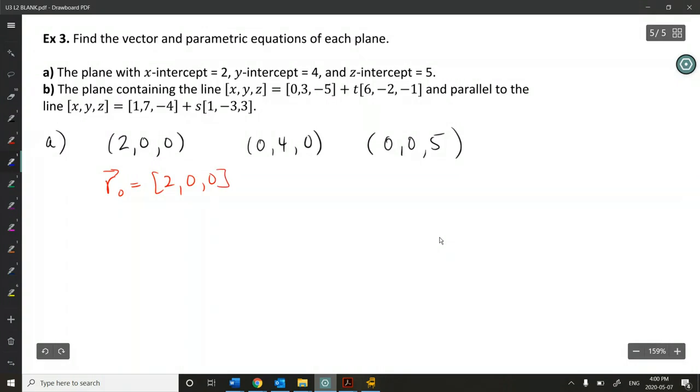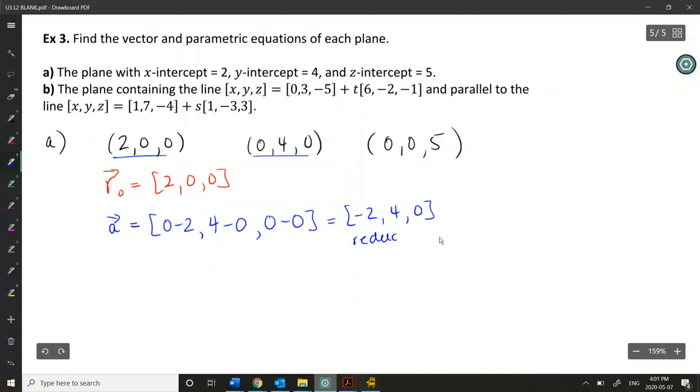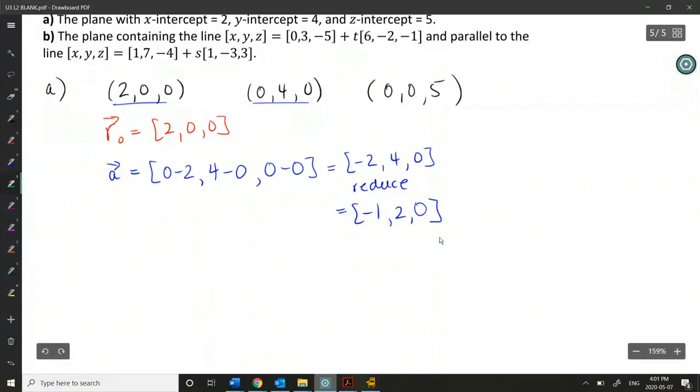Let's say maybe we choose 2, 0, 0. And then we're going to create our two direction vectors. So let's say we maybe choose these two to make up our first direction vector. So I'll do 0 minus 2, 4 minus 0, and 0 minus 0 to get negative 2, 4, 0. And then we'll reduce it. Just helps us kind of all get the same thing no matter which order we've put it in, although we will all kind of get different values depending on which vectors we choose.